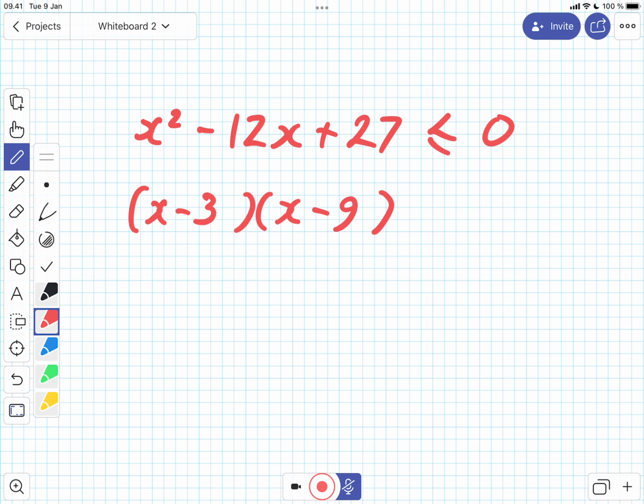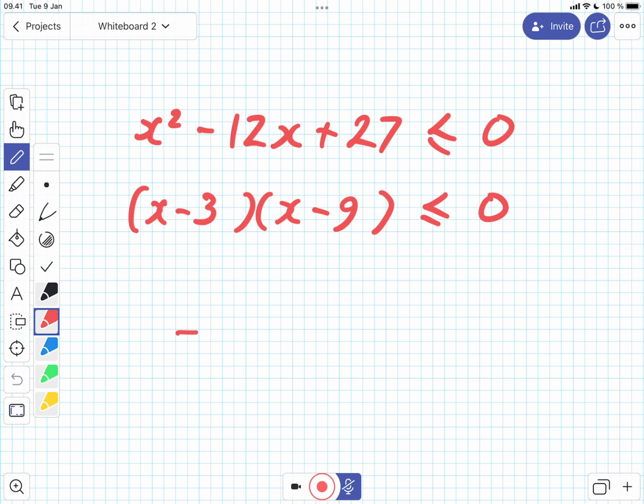So the factorization is x minus 3 times x minus 9. So minus 3 times minus 9 give you plus 27. And minus 3 together with minus 9 add up to the minus 12. So that's your factors of 27 that add up to minus 12. So we want that whole thing to be less than or equal to 0.